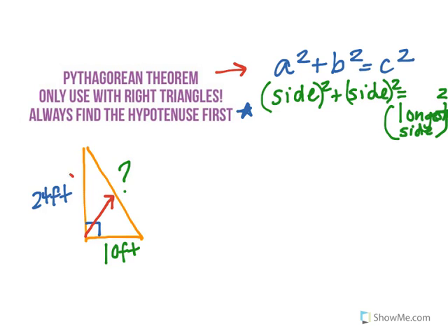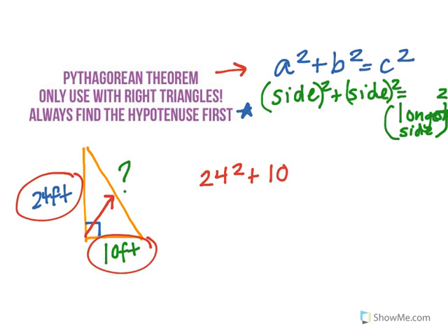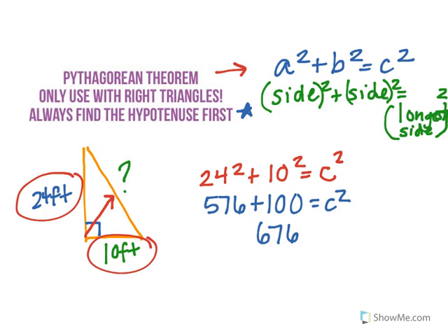So we would use the other two side lengths, 24 and 10, and square those numbers to find the longest side length, which is c. So you do 24 times 24, which is 576. 10 times 10, that's 100. And that equals 676. And this is equal to c squared.